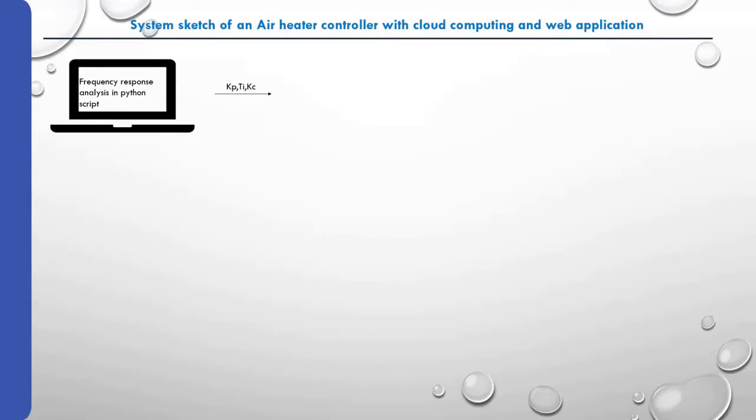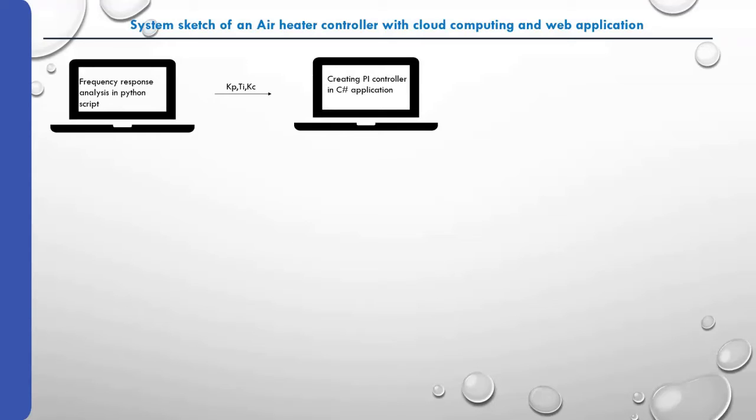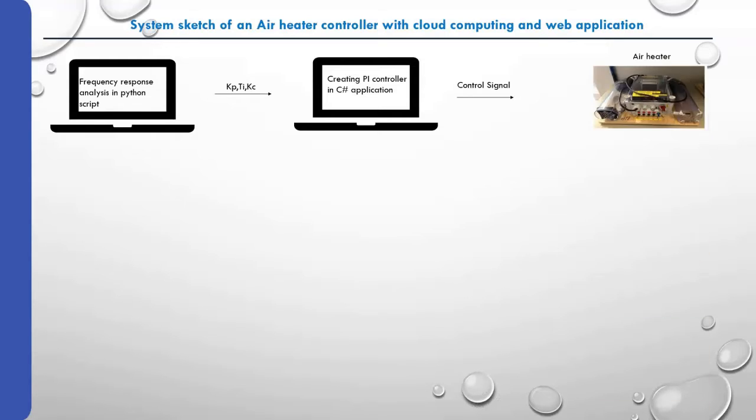In the first step, I have done the frequency response analysis in a Python script so that I can get the appropriate values for KP, TI, and KC, which will stabilize my controller. Then this is my controller part, where I have developed a PI controller from scratch, and it will give the control signal to my air heater, which I am going to control. So here is my air heater, and I'm going to give 0 to 5 volts to control it.